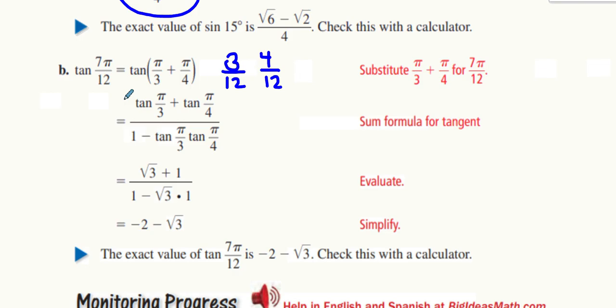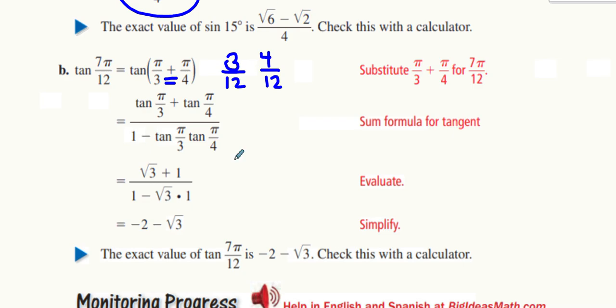All right, so tangent, since we're using the sum, we look at the sum formulas. We'd have tan A plus tan B over 1 minus tan A times tan B. And again, the order of these doesn't make any difference. Okay, so if you knew that tangent of pi over 3 is square root 3, and that tangent of pi over 4 is 1, then we'd have root 3 plus 1 over 1 minus root 3 times 1.